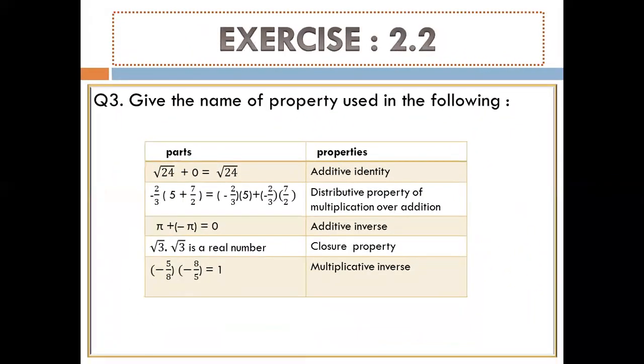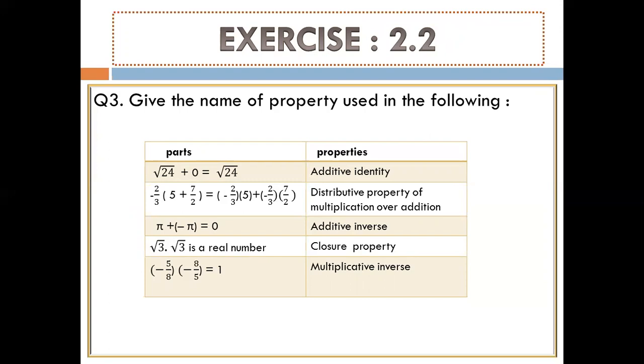Come to question 3. Give the name of the property used in the following. The first part, under root 24 plus 0. Plus 0 means additive identity. In the next part, you see minus 2 by 3 times 5 plus 2 by 7. And on the right hand side, minus 2 by 3 is distributed to 5 and 2 by 7. Minus 2 by 3 is a partner of 5, and also minus 2 by 3 is a partner of 2 by 7. It means that if the number is repeated on the other side, we are using the distributive property. Distributive property of multiplication over addition, because in the bracket there is a plus sign, so that's why over addition.